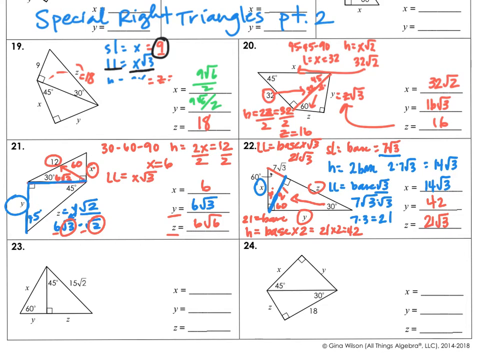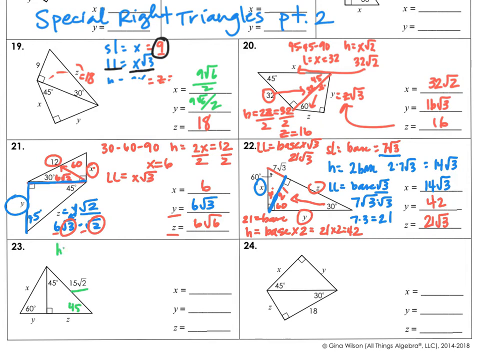I'm going to keep working. I'm going to work these last 2, and then you're going to have some practice to do. I just think that is the best way to help you be successful. So, let's look. This gives us our hypotenuse for our 45, 45, 90.